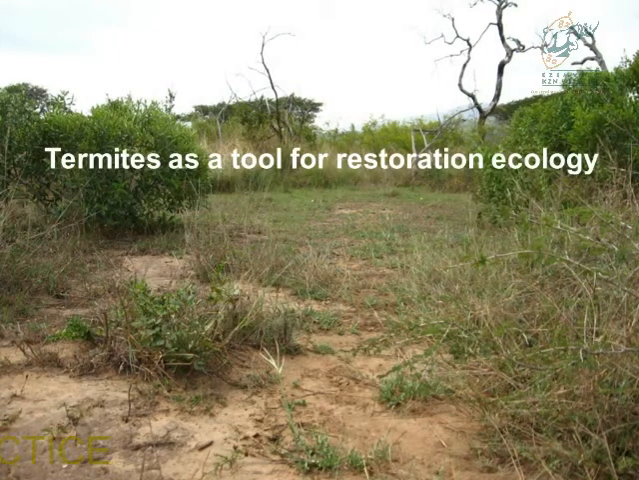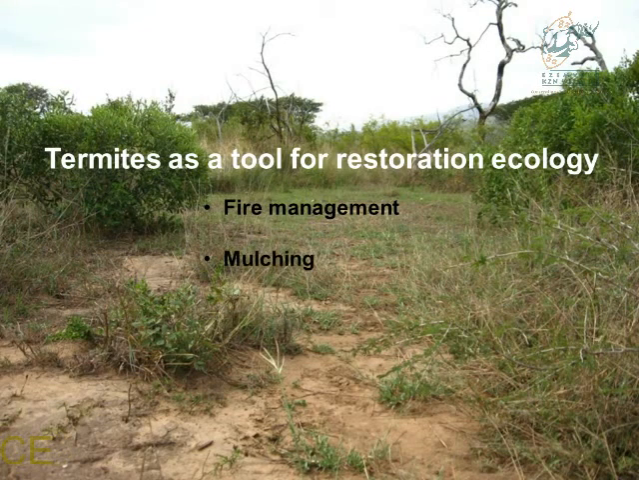Then lastly, a conservation note, I think termites might be a really good tool for restoration ecology. So if you can promote healthy termite populations, you create some of this vegetation heterogeneity to encourage different herbivore populations. One way to do that, instead of burning your areas, would be to cut, slash, but not burn, and mulch so that you are improving conditions for termites.